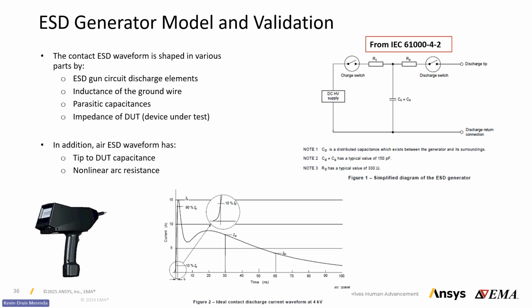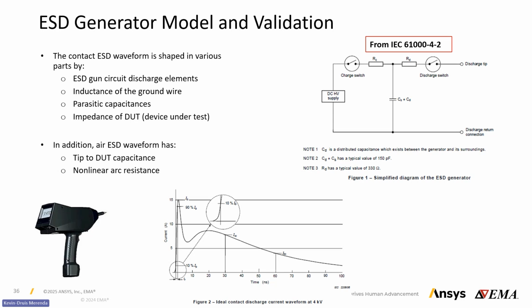So one of the keys here is that we can reproduce the standard waveform, but ideally that's not really what we want, because what we really care about is what the waveform looks like when you consider all the parasitic capacitances in the system, the impedance of the device under test, the charging elements of the ESD gun, and the inductance of the wires. All these need to be considered properly to get the actual waveform. And obviously the arc resistance and the modeling of the non-contact ESD itself.